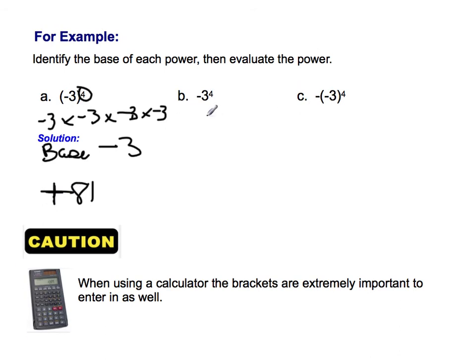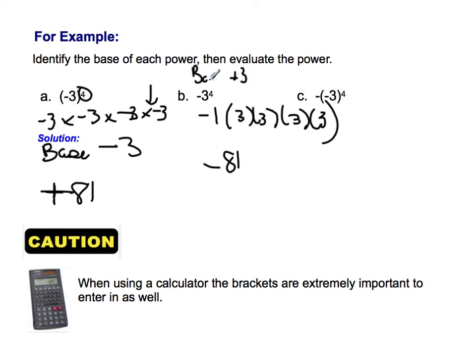Here, this is like saying -1 times 3 times 3 times 3 times 3. And I'm doing this purposely. See how I wrote it with the multiplication sign first, and now I'm using brackets? They mean the same thing. So in this case, only +3 is my base. And then since I have that negative out in front, I have to put a -1 in there. So my answer in this case is -81.